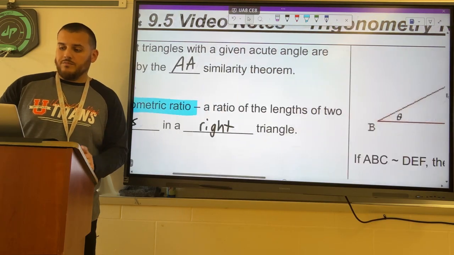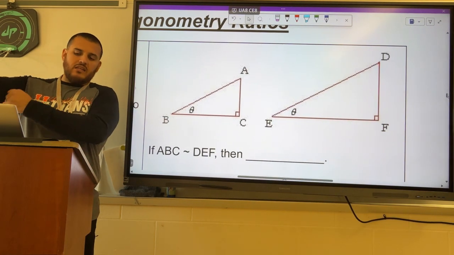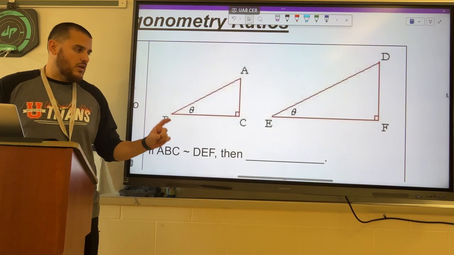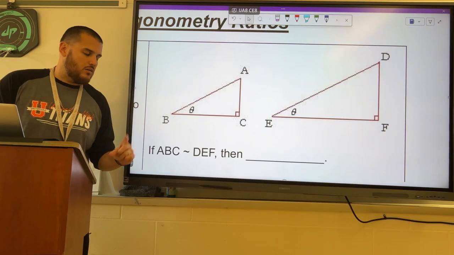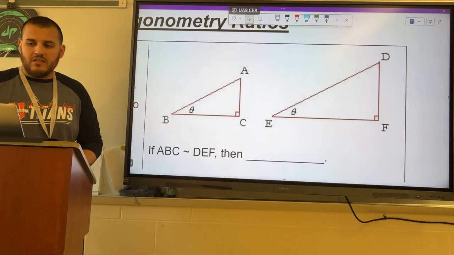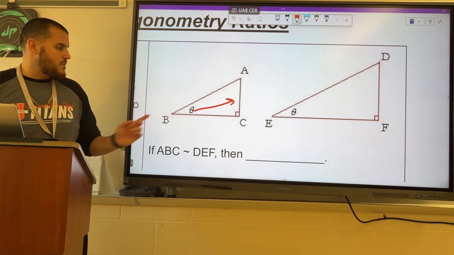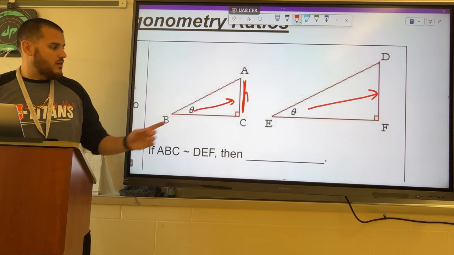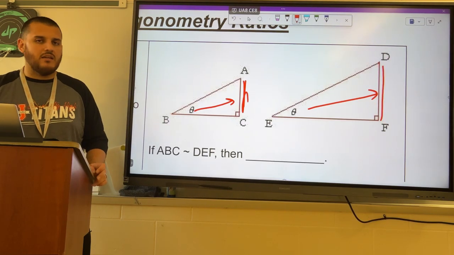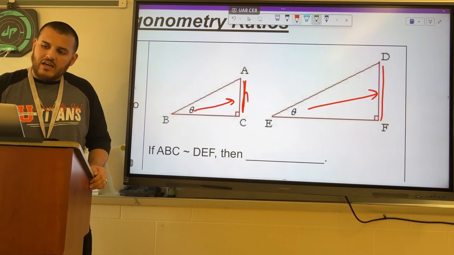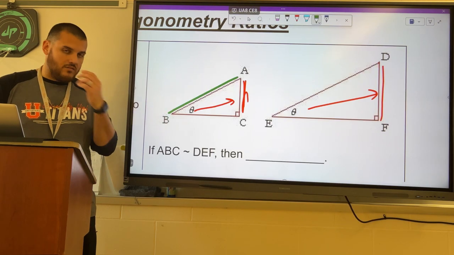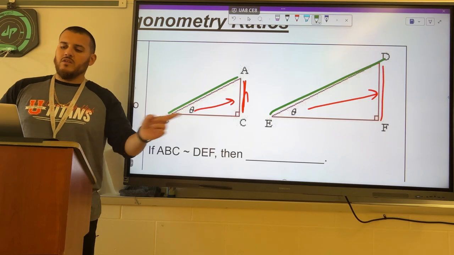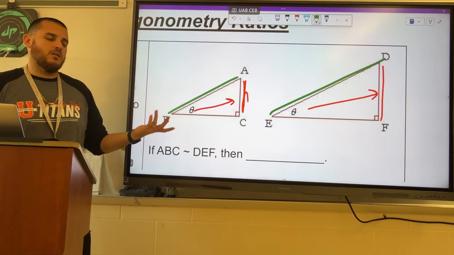For example, if triangle ABC here is similar to triangle DEF, then we would know that there's certain ratios here that are proportional between the two if they're similar by angle-angle. For example, the side across from the theta here, side AC, would correspond to this side across from the theta on this triangle, side DF. And this side right here, AB, the hypotenuse of this triangle, would correspond to this side, the hypotenuse of the similar triangle. And we can put these into ratios.